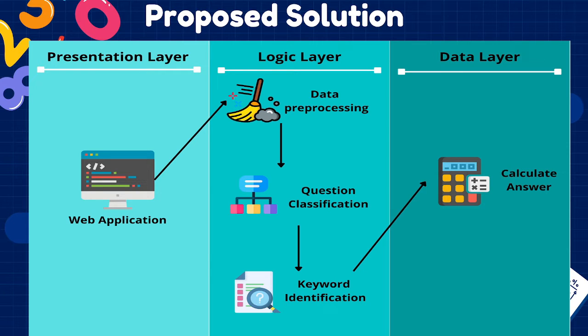With the question classification and the keyword identification, next step is to calculate the answer. If the question falls under one of the four categories, and with the two numerical values that were identified in the keyword identification, the system would go to the next process of calculating the answer according to the question classification.